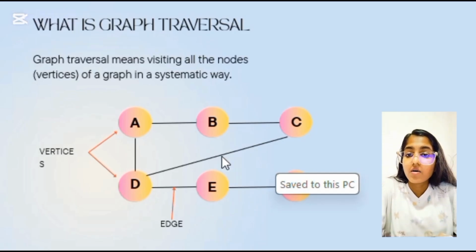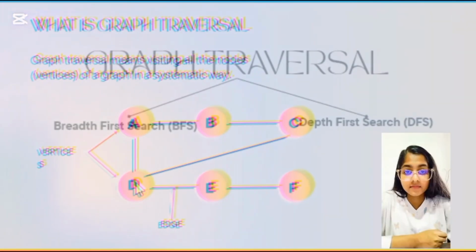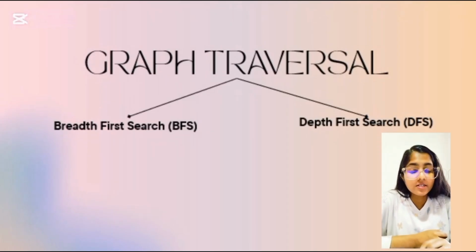In this graph, A, B, C, D, E and F are vertices of this graph, and any line that connects two vertices is known as an edge. Here the line that connects A and B is an example of an edge, and the other lines that connect two vertices of this graph are also examples of edges. Graph traversal is about deciding the order in which we visit these places. There are two main ways to do this: breadth first search and depth first search.